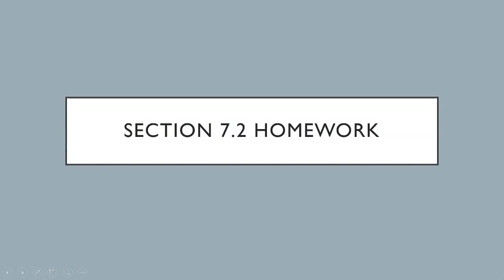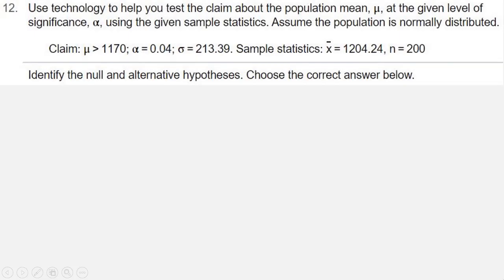We're looking at homework from section 7.2. This is question number 12. Use technology to help you test a claim about the population mean mu at the given level of significance alpha. Use the given sample statistics. Assume the population is normally distributed.